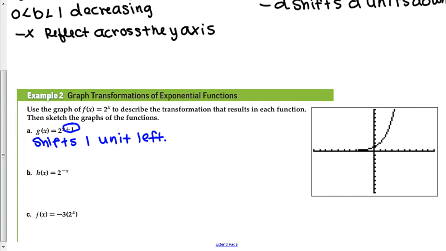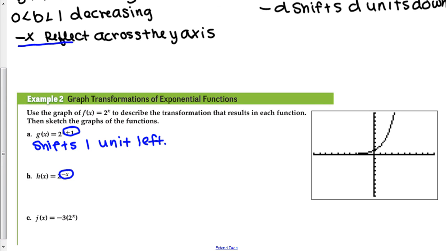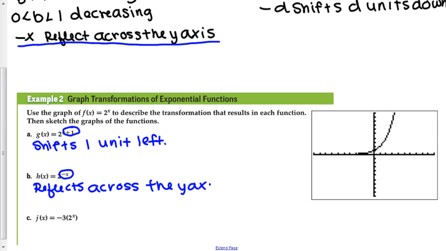B. My x has become negative. That's the only thing that changed. Right away, I see it right here. Negative x reflects across the y-axis. So this graph reflects across the y-axis. So it's going to look something like this, somewhat. So it reflects it across.